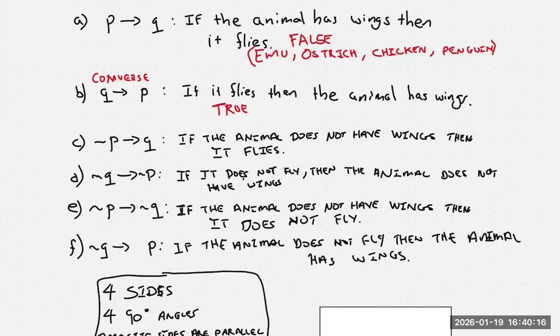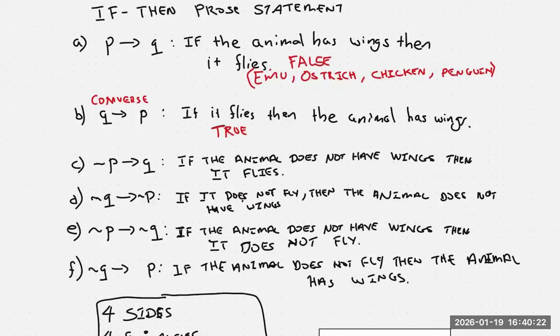All right, let's check the validity of the statements now. So we conclude that A was false, B was true. What about C? Do we think this statement here is true or false? Not P imply Q. Is that true or false?